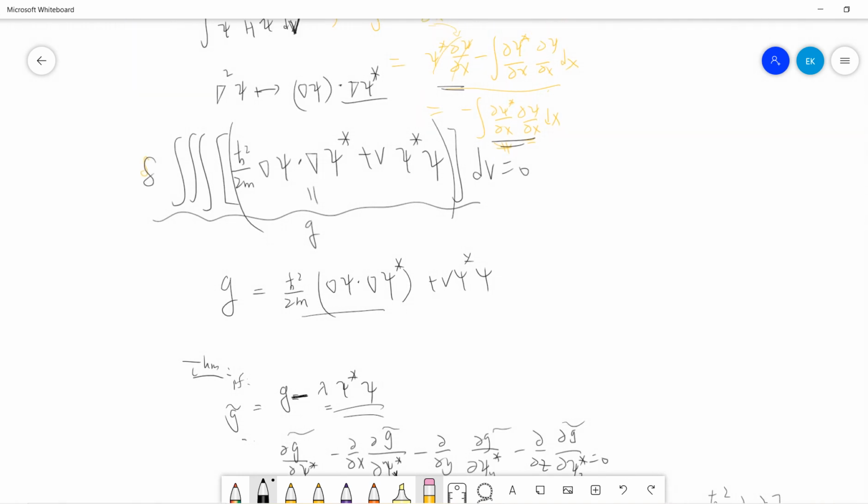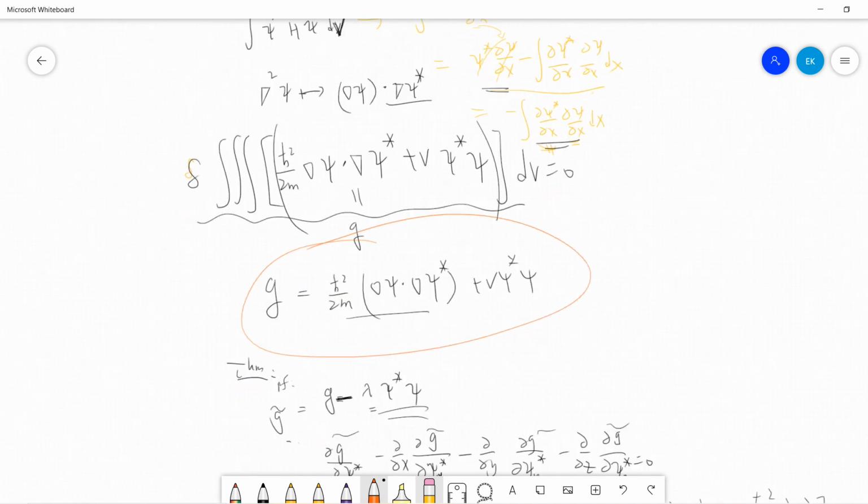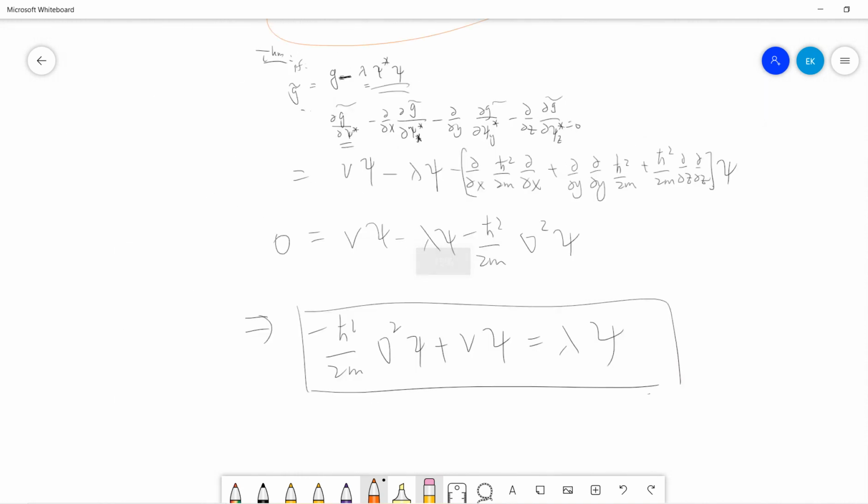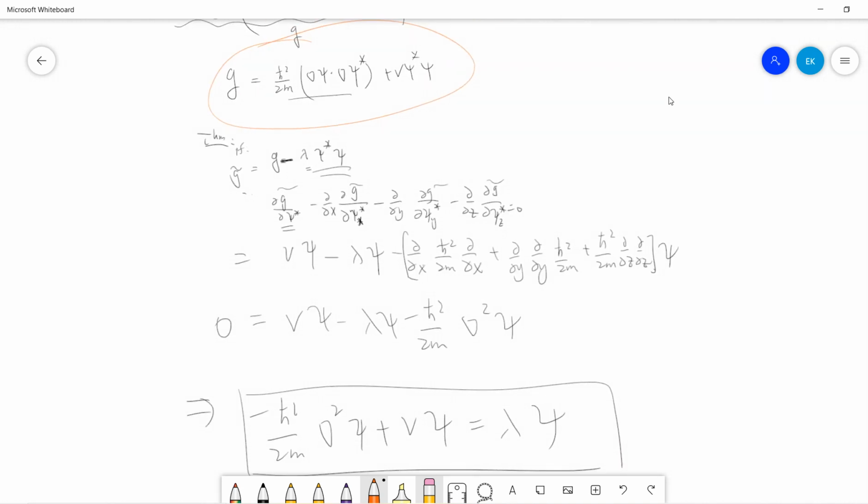Okay. So actually this is a Lagrangian density for the Schrodinger equation. And if we treat psi star and psi independently, then the Euler-Lagrange equation gives us the correct representation of the Schrodinger equation, at least for the time independent case.